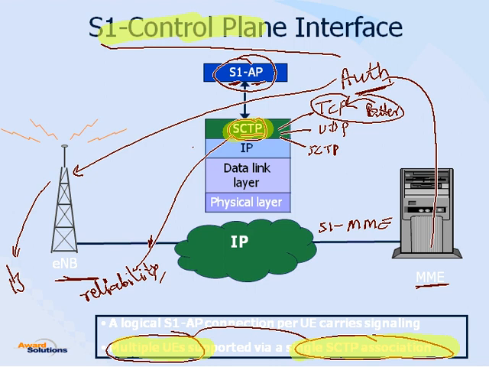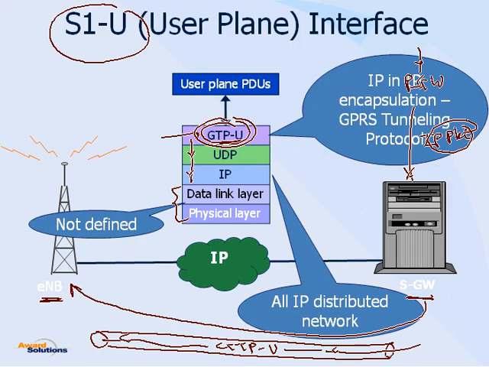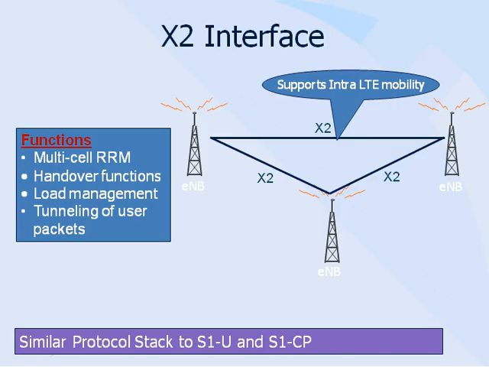The lower layers are IP, any layer 1, any layer 2. In summary, the protocol that controls these interfaces is an application part, and this is primarily for signaling. The earlier one we saw is for the user plane. User traffic passes through the S1 user plane between the eNodeB and the SGW.